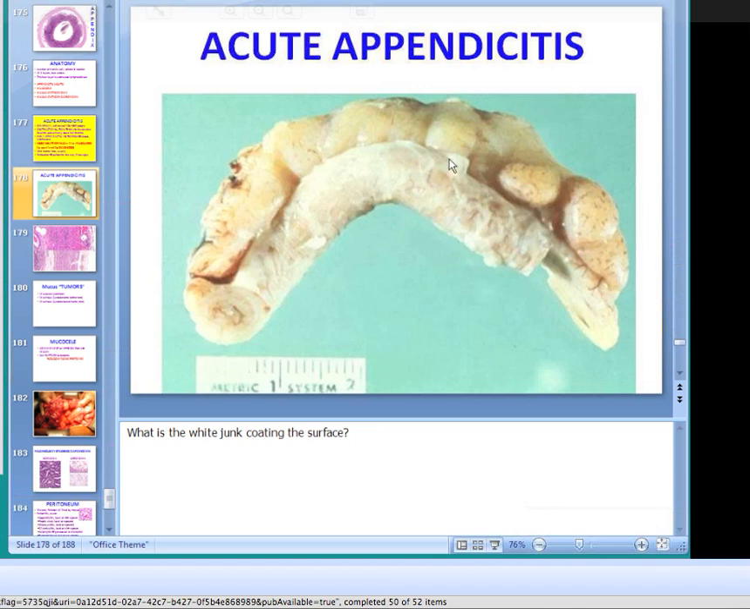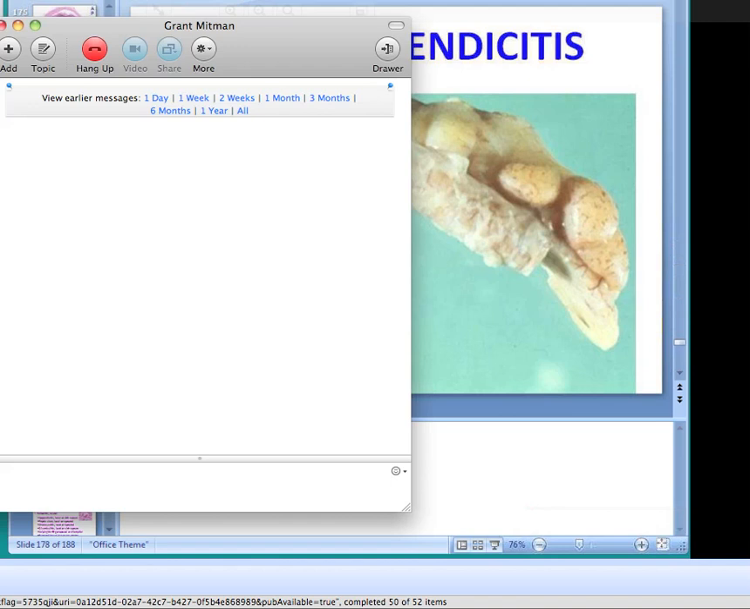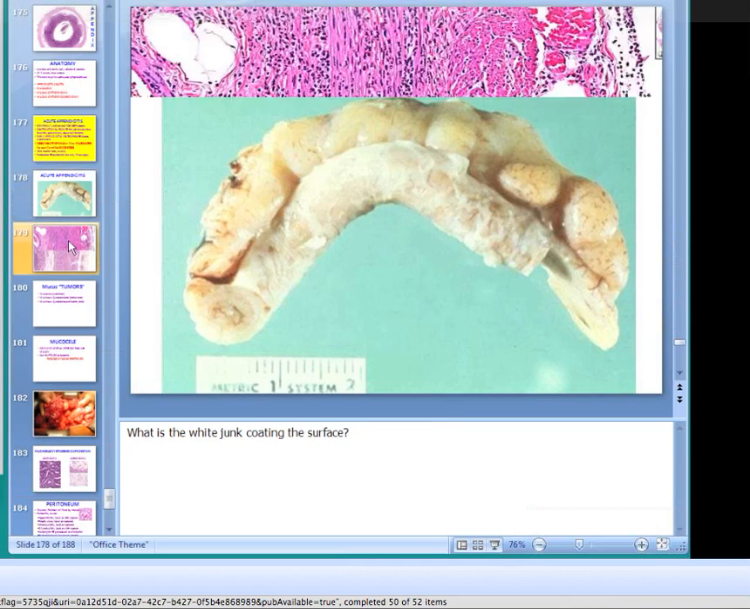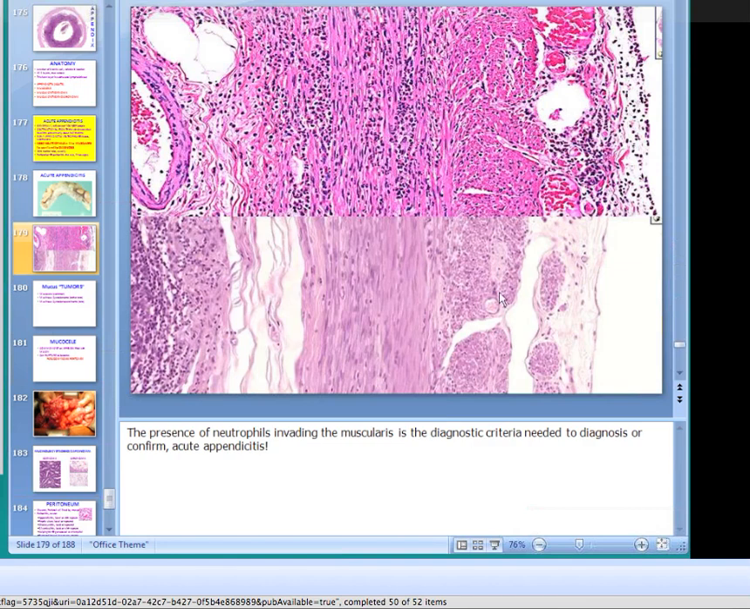Here's what it looks like. The fat, or mesoappendix, the omentum of the appendix, is often indurated because of the inflammation. You know that white stuff is fibrin, right? And if you cut through this, you'll have neutrophils in the muscularis. If there are only neutrophils in the serosa, maybe this is not a primary appendicitis, and maybe it's part of peritonitis coming from elsewhere. If there are only neutrophils in the lumen, maybe those neutrophils are coming from higher up. So that's why you need to see them in the muscle layer.